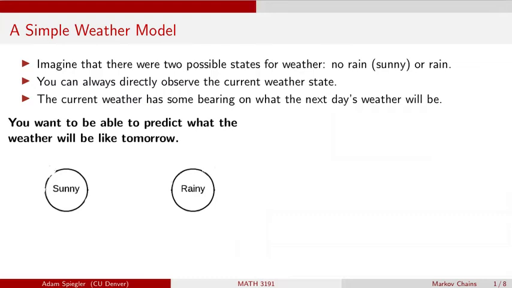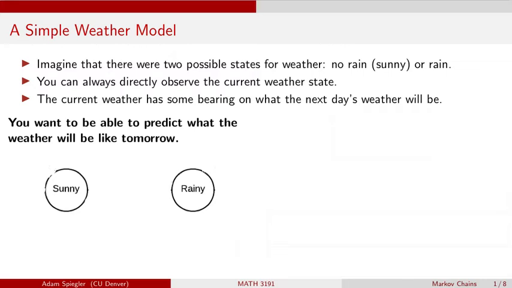So let's imagine you would like to predict the weather. And there are only two possible states. Either it's sunny outside or it's rainy outside. And we'll see that this process can easily be adjusted to account for more than two possible states. But for now, to set up a simple model, we're going to assume just two states, sunny and rainy. And we can always observe what the current weather state is. So I can walk outside and take a look at whether it is raining or not.